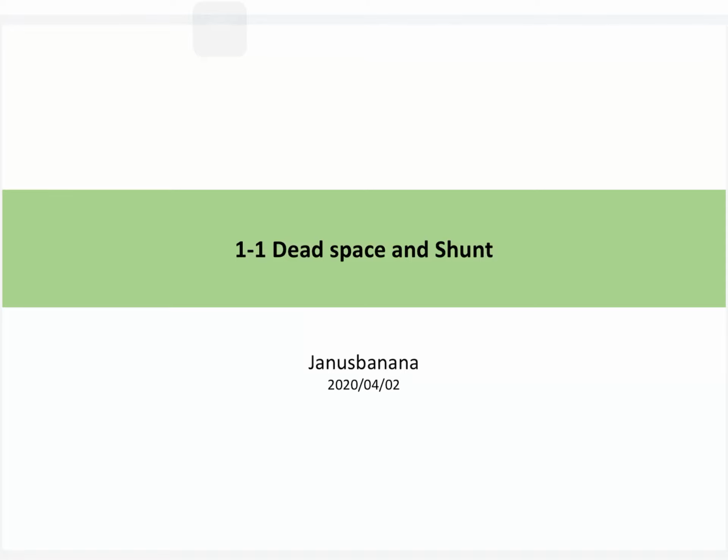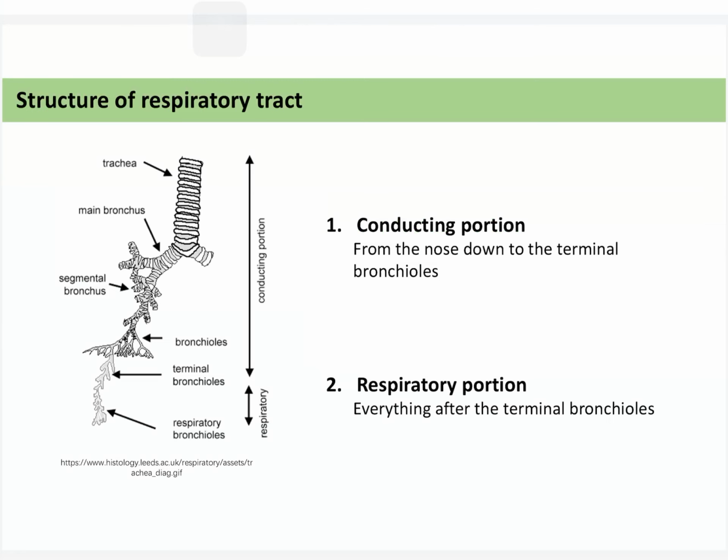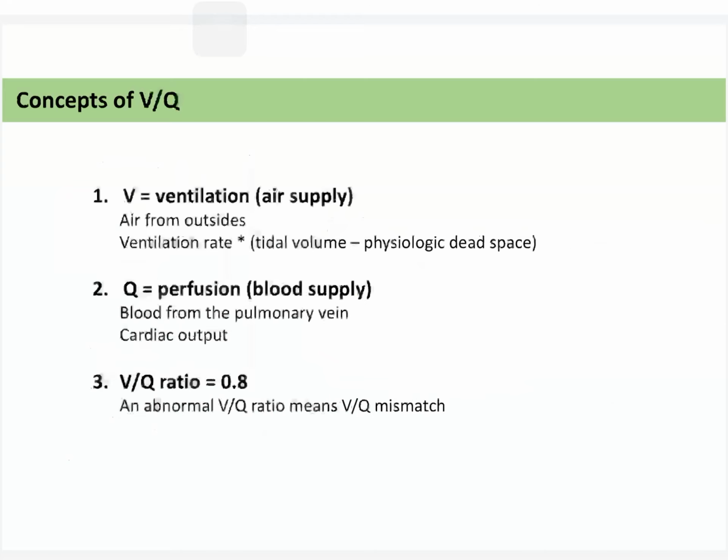So let's look at the dead space and the shunt. Here are the very basic points that you need to know. The respiratory tract is divided into the conducting portion and the respiratory portion. The respiratory portion is for gas exchange, while the conducting portion cannot undergo gas exchange.